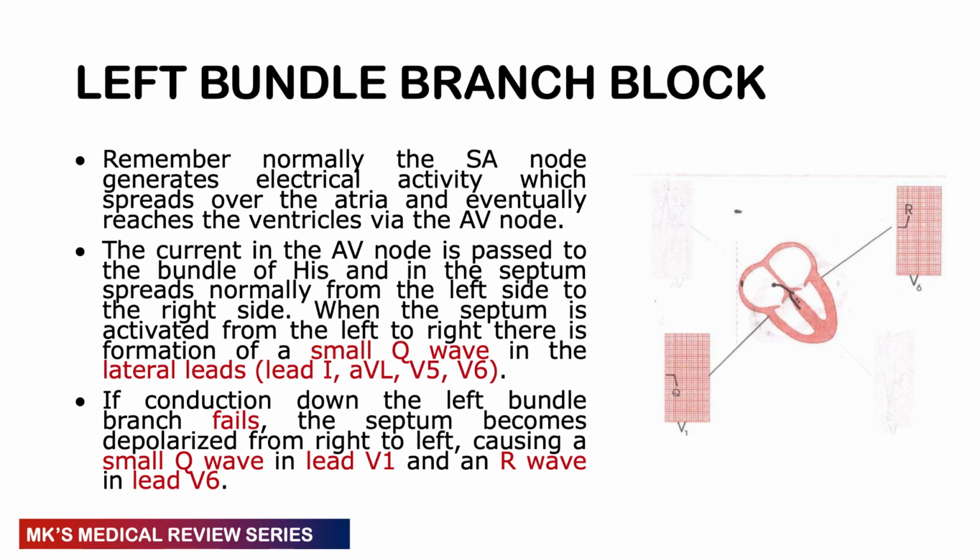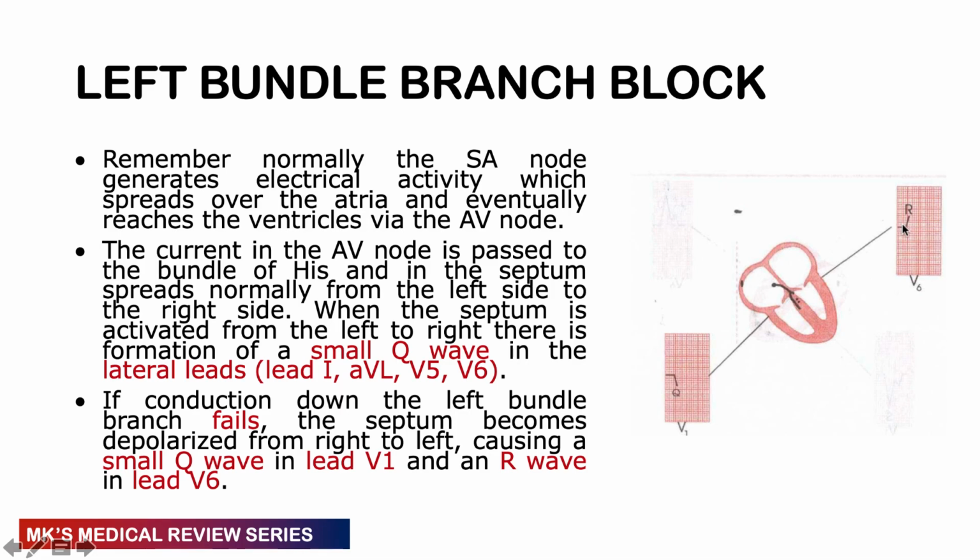So you expect to see a small Q wave in lead 1, in lead AVL, and in leads V5 and V6. You expect to see what is known as a septal Q wave. This is normal. But now, in the case where someone has a left bundle branch block, remember that you have an impulse coming through your AV node, and it's supposed to go first and depolarize the left bundle branch, and then spread this impulse to the right bundle branch.